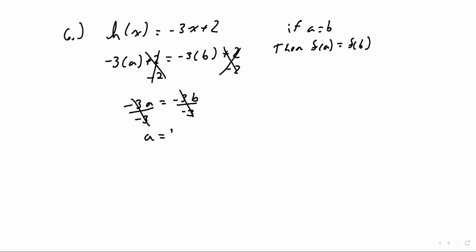So does a equal b? Yes. That means that this is one-to-one. Now, knowing that it's a linear function, it better be a yes, or we've done something wrong algebraically. Good there?